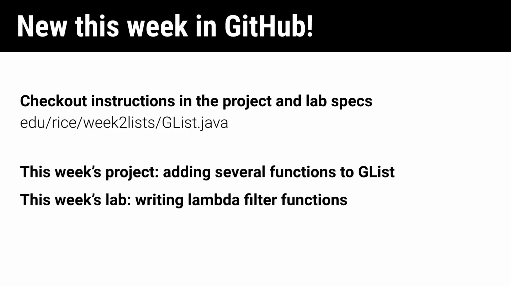All right, so when you visit Piazza this week, there will be a new PDF for the project and a new PDF for the lab, and inside of that will be another GitHub Classroom link that you will click, and then you will have a clone of all of our code. The code that we're going to be using this week is edu.rice.week2.lists.glist. So this is a generic list. We're going to be walking you through it with some live coding at the end of this lecture. So the project will be adding several functions to glist, and the lab will be writing several lambdas that filter lists. So that's what we're going to be doing this week.